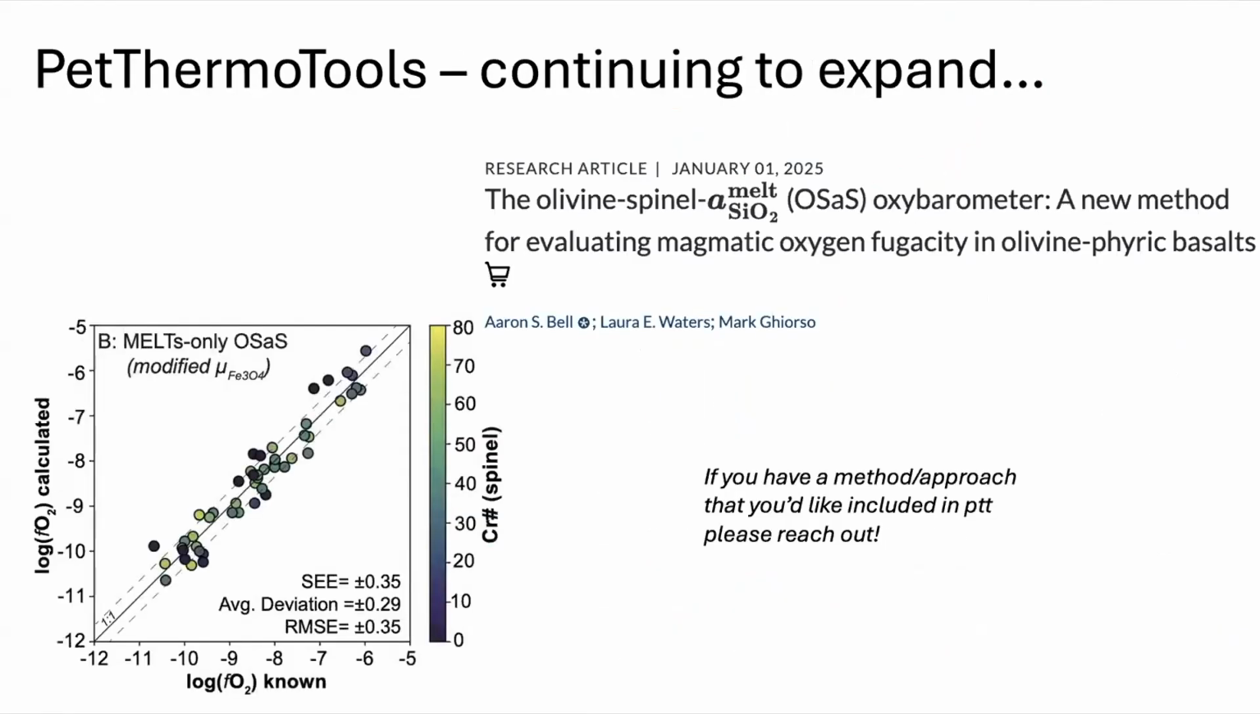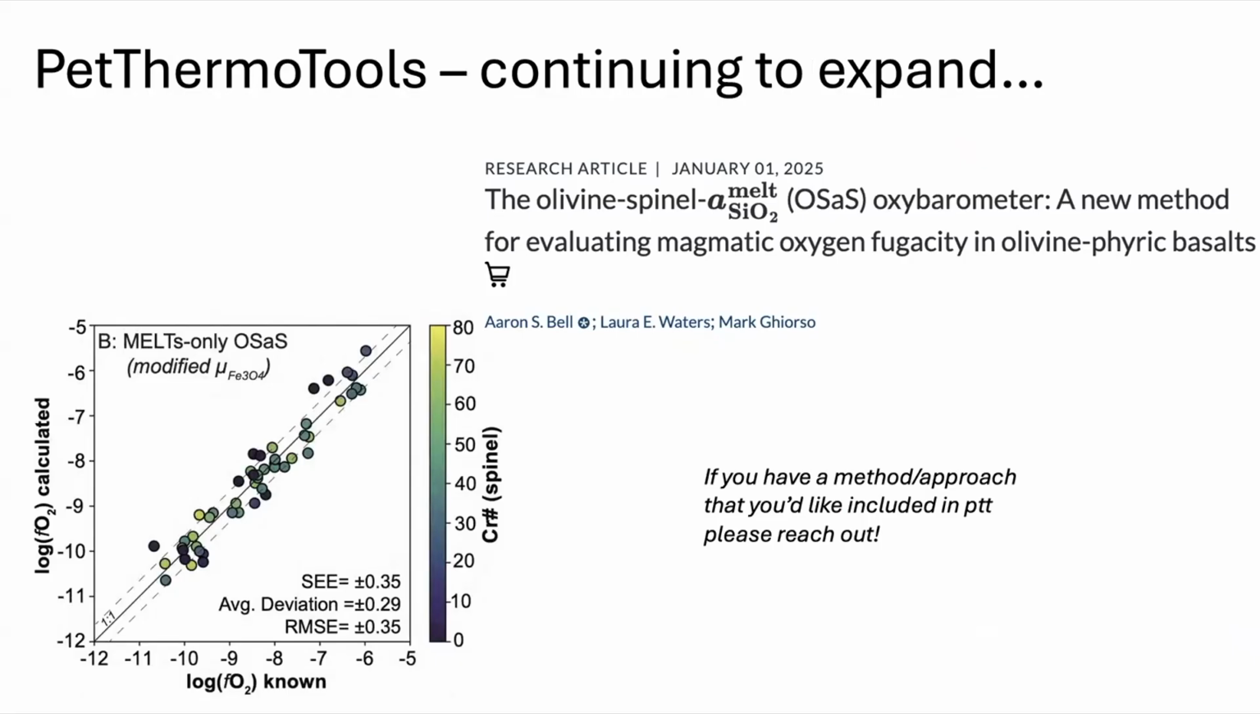The latest thing I added was this recent method developed by Aaron Bell, Laura Waters, and Mark Garosso, where you can use the composition of coexisting olivine and spinel phases, along with some estimate for the activity of silica in your melt phase, to work out the oxygen fugacity of the system.